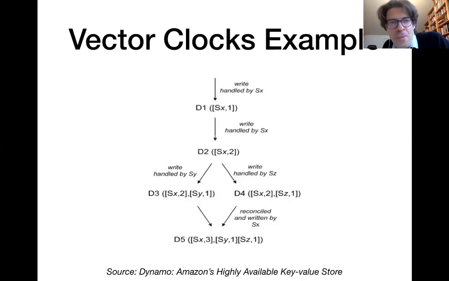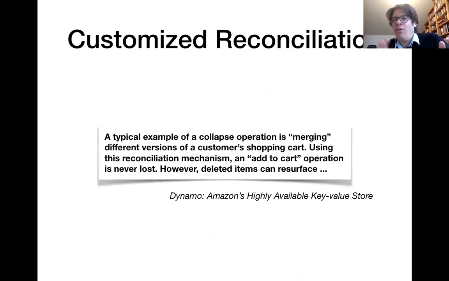Okay, good. So now let's see how we can reconcile diverging versions of an object. And here the Amazon Dynamo system advocates domain-specific resolution strategies. For instance, here is how the shopping carts are merged. This is taken from the paper. A typical example of a collapse operation is merging different versions of a customer shopping cart. Using this reconciliation mechanism, an add to cart operation is never lost. However, deleted items can resurface.